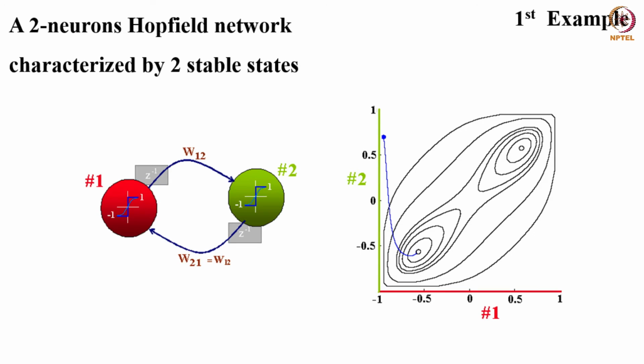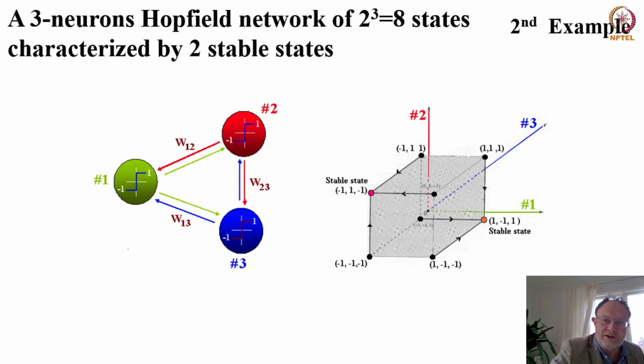Let us now quickly look at a few graphical examples. First here, you see a 2-neuron Hopfield network characterized by 2 stable states. You see graphical descriptions of the basins and the attractors for those stable states. If we move to 3 neurons, you can also see a graphical depiction of that, and you can see that in this particular case, given the details, this example has two stable states.